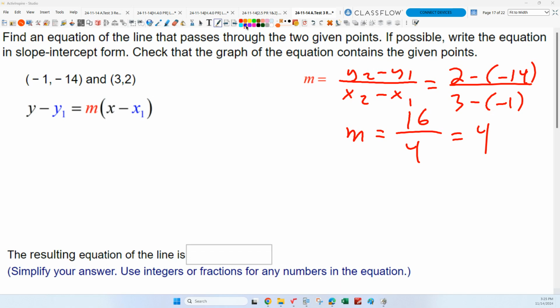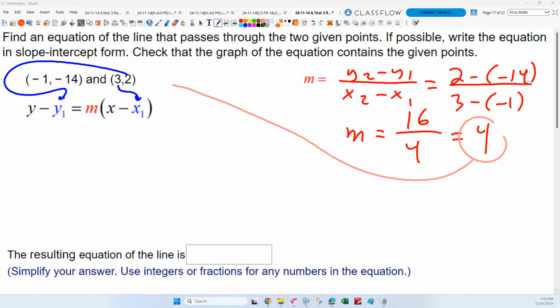So I'm plugging 3 in for x, and 2 I'm plugging in for my y value. And you guys already told me that the slope is 4. So I'm plugging that in, right? And then this becomes just like all the other problems. I get y minus 2 equals 4 times the quantity x minus 3.